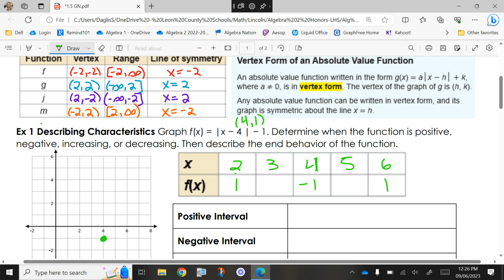Okay. You want to try 3 or try 5? 3? All right, what's 3 minus 4? -1. What's the absolute value of -1? What's 1 minus 1? Woohoo! Let's make sure 5 works. 5 minus 4, absolute value of 1. 1 minus 1. Good job. So we have 0 and then positive 1.